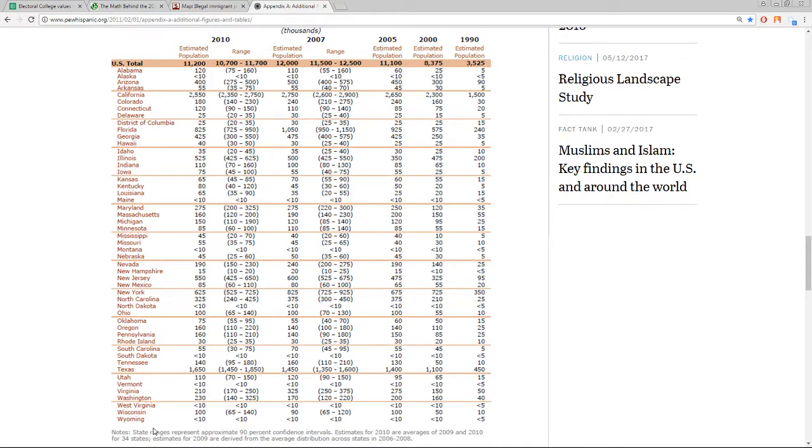It says that the state ranges represent approximate 90% confidence intervals, and estimates for 2010 are averages of 2009 and 2010 for 34 states. They likely do that because if they don't have enough data, they'll add in another state or another year to even them out and have more data.